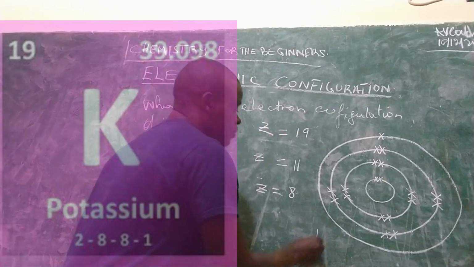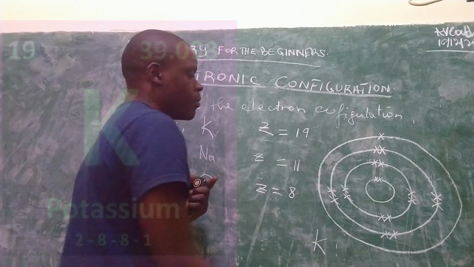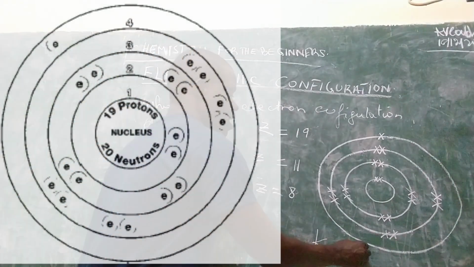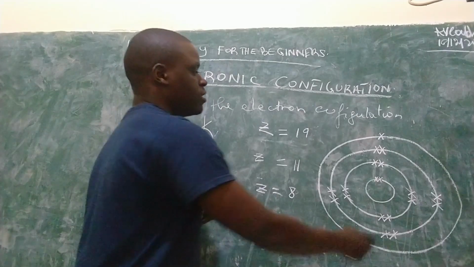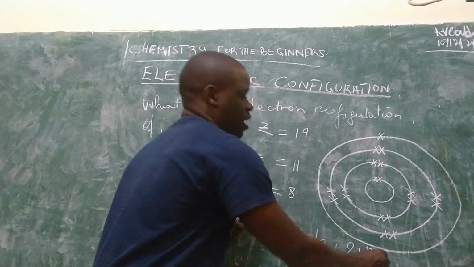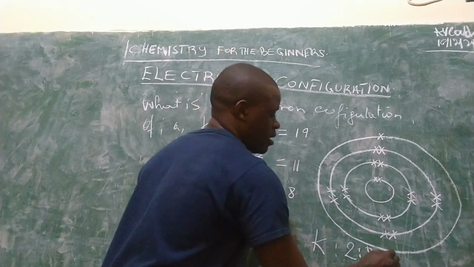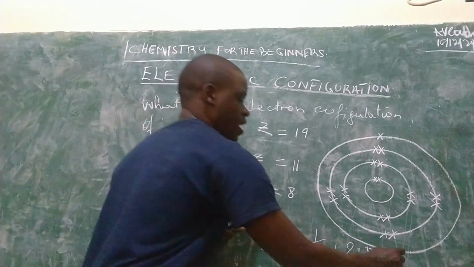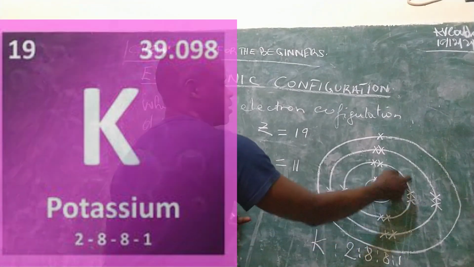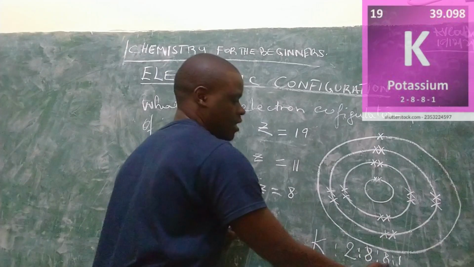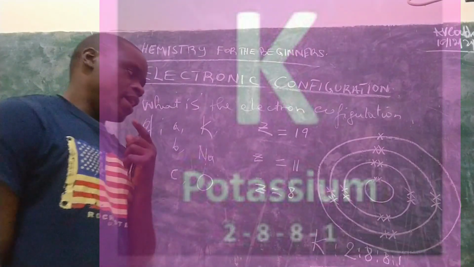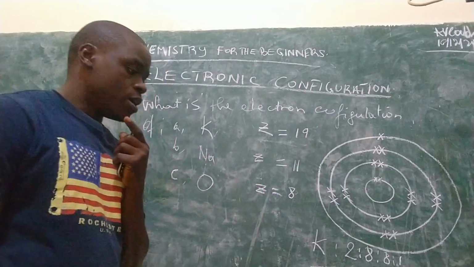So the electronic configuration of potassium is 2, 8, 8, and 1. 2, 8, 8, and 1. So this is the answer for the electronic configuration of potassium.